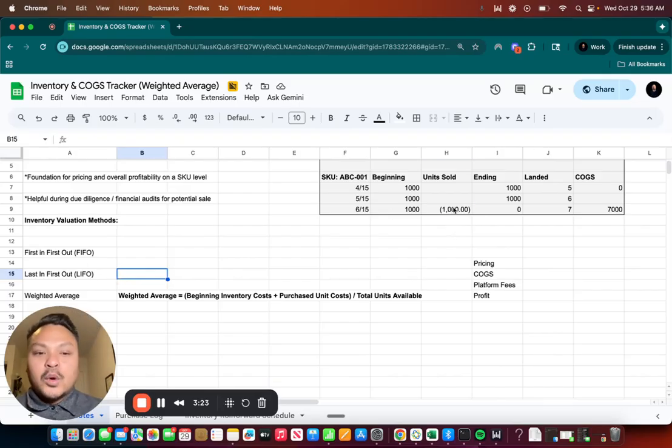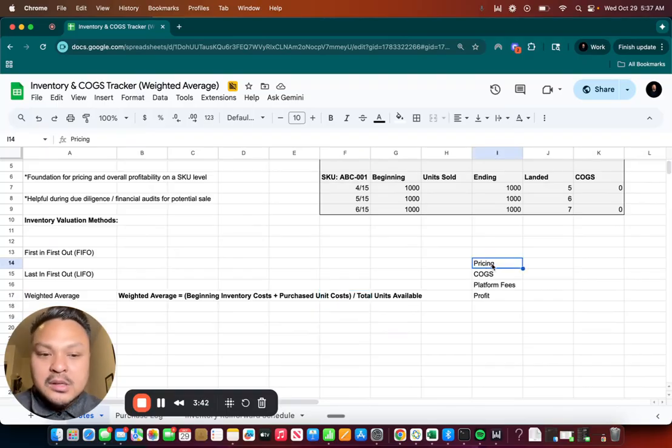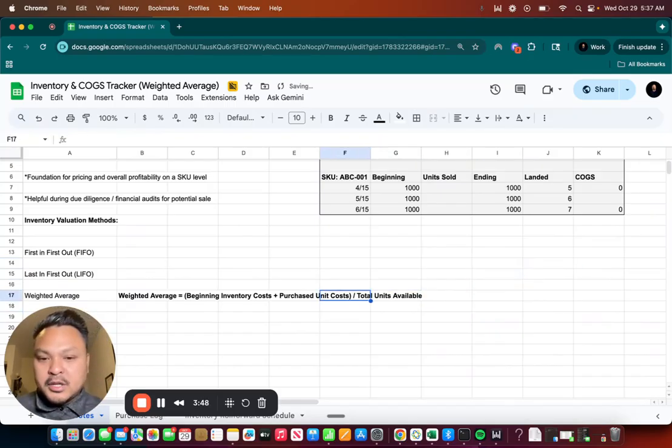And then the last one is the weighted average method, where you're essentially taking a weighted average of all of your inventory, and the way you calculate it is you take beginning inventory cost plus purchased unit cost and divide that by the total units available. So let me get into how this actually works and how the spreadsheet works.